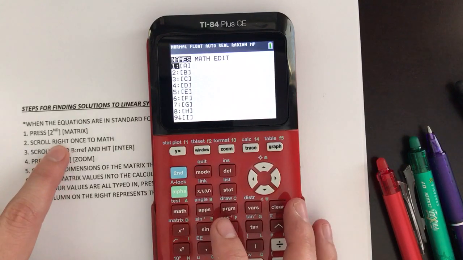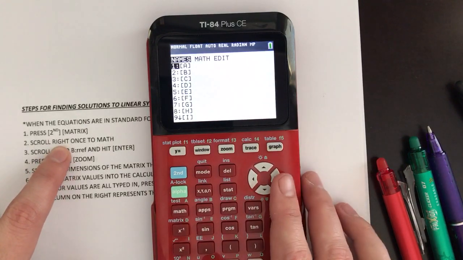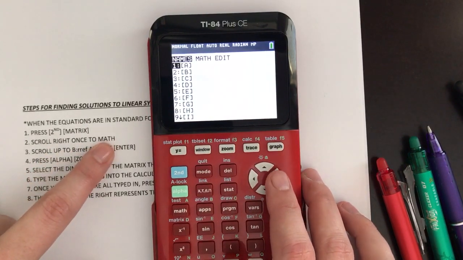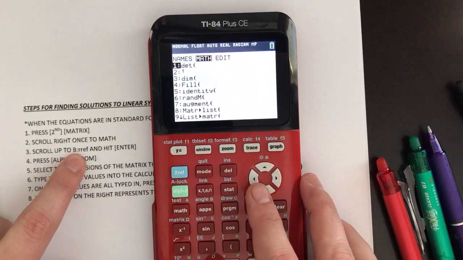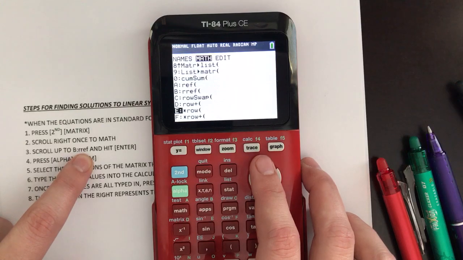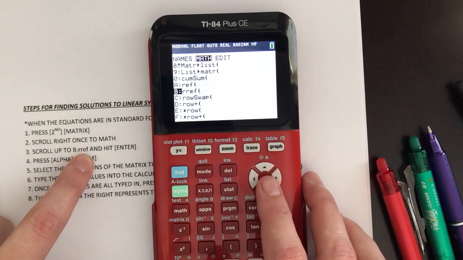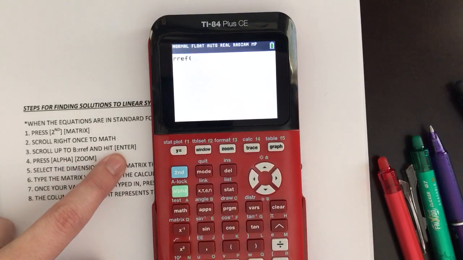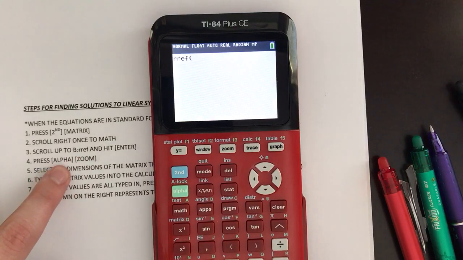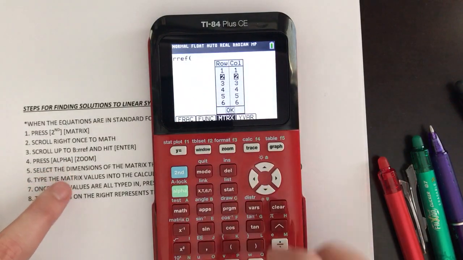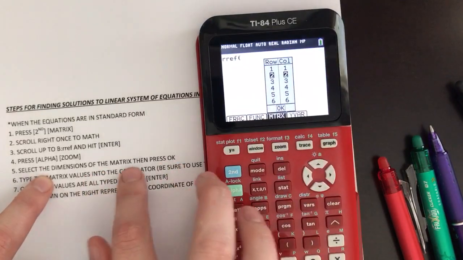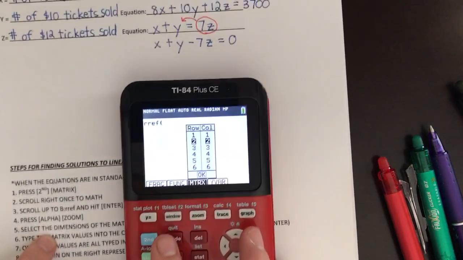Okay, second matrix. Scroll right once to math. Scroll up to B, RREF, and hit enter. Press alpha zoom. Select the dimensions of the matrix, then press OK.